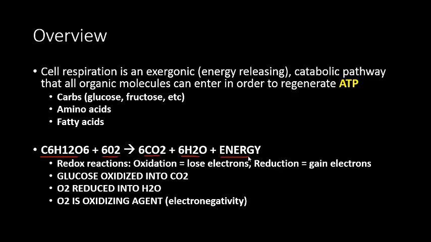Cell respiration is going to involve a series of redox reactions. Redox reactions involve the transfer of electrons. One molecule is going to get oxidized, which means it loses its electrons, and the other molecule is going to get reduced, meaning it gains the electrons. During cell respiration, overall, glucose is going to get oxidized. It's going to have its electrons taken away. When glucose gets oxidized, it becomes carbon dioxide.